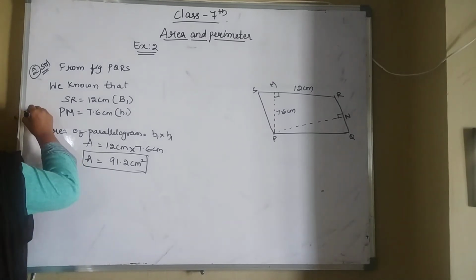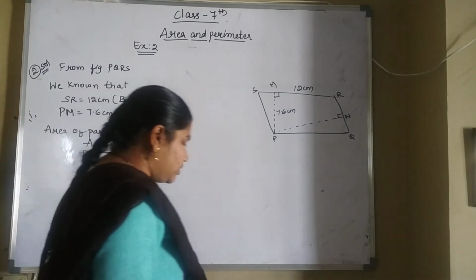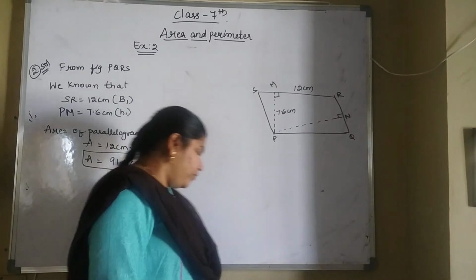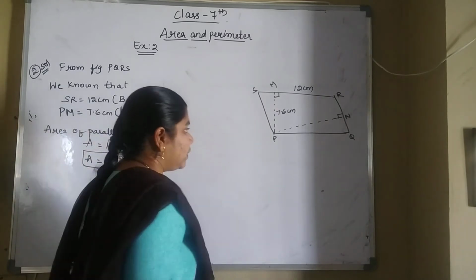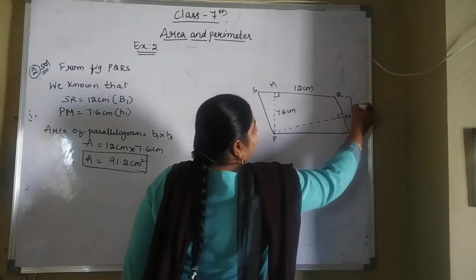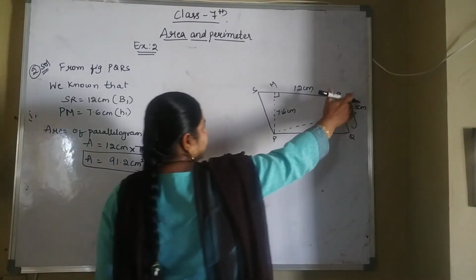So this is our first bit. Okay, we have to find the area of the parallelogram. Next is what? Find PN. We have to find this PN value. If QR is equal to 8 centimeters, this QR value they have given as 8 centimeters. So we know the base value now.